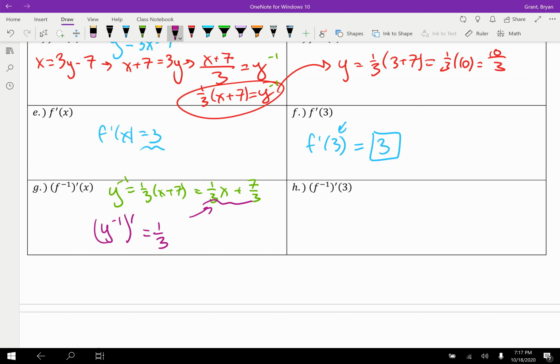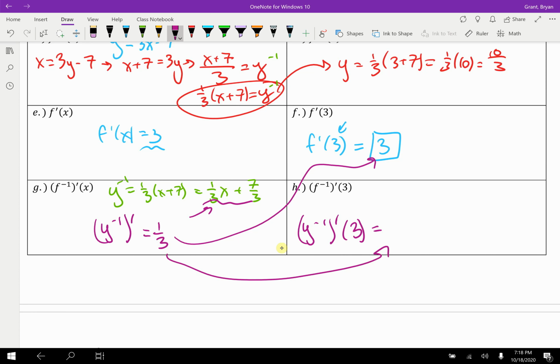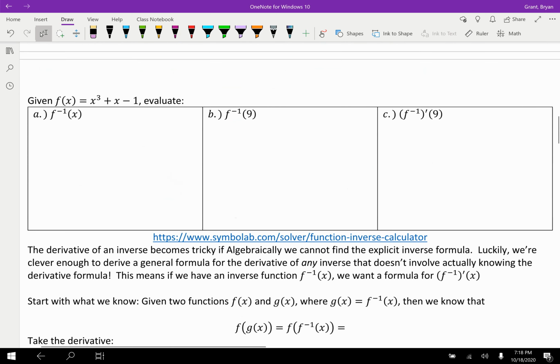And notice it's actually just the reciprocal of the original slope, too. And it turns out that that really is the relationship. It is the reciprocal of the original function's derivative. But things get a little bit trickier. However, if we wanted to find the inverse's derivative evaluated at 3, lots of stuff going on here, right? We just take my constant and we get 1/3. Nothing too bad. All right, let's go ahead and try one more.